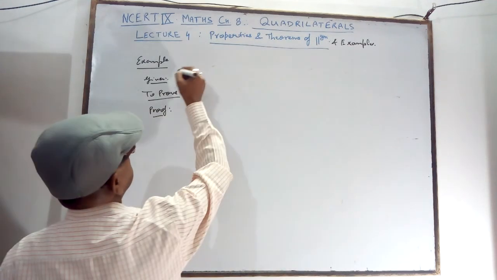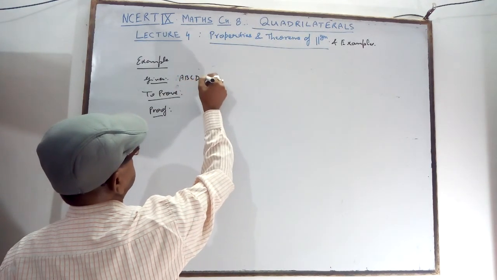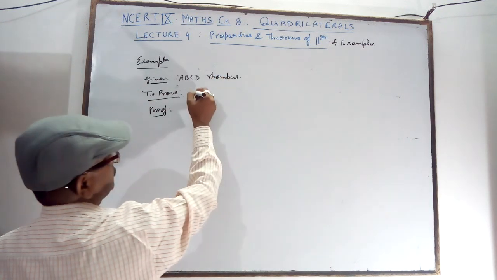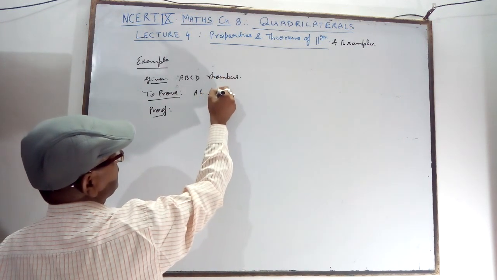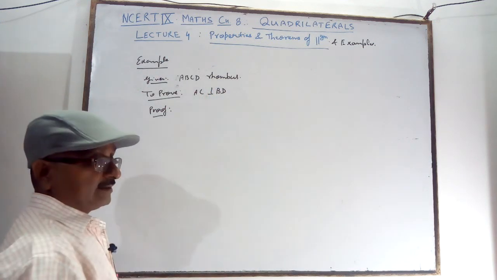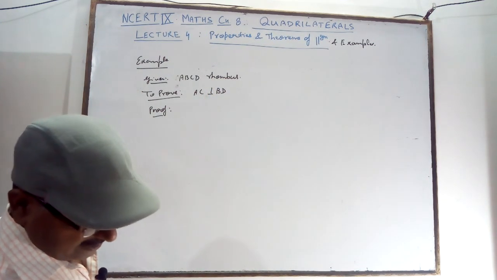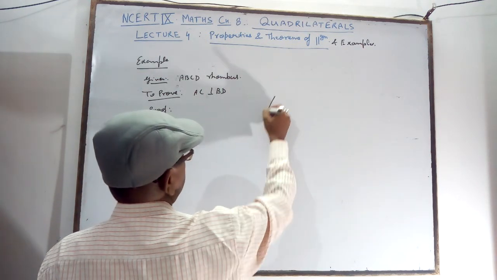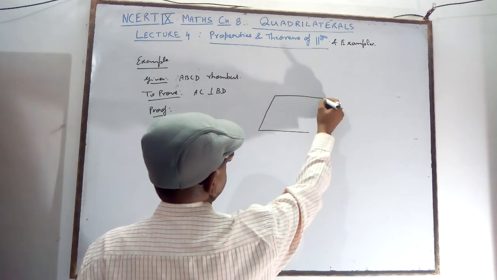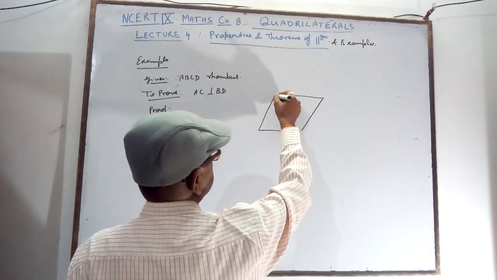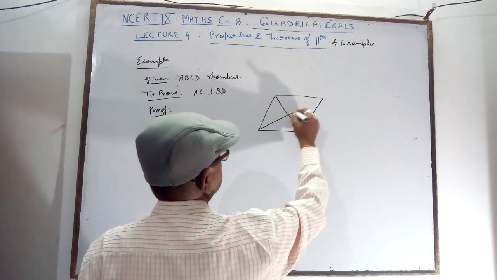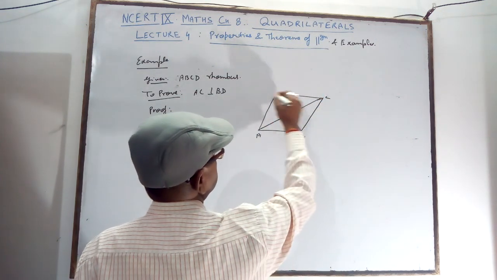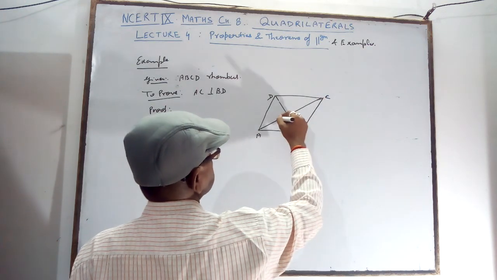ABCD is a rhombus. To prove: AC is perpendicular to BD. Diagonals of a rhombus are perpendicular to each other, BD is perpendicular to AC. Rhombus you will draw. Rhombus means all the sides are equal and diagonals bisect each other. ABCD is a rhombus, we will draw ABCD. This side is equal to this, given.